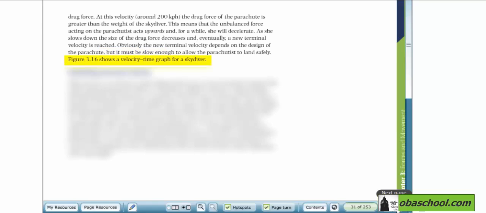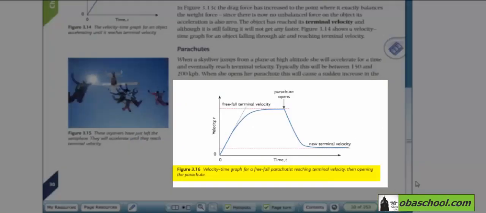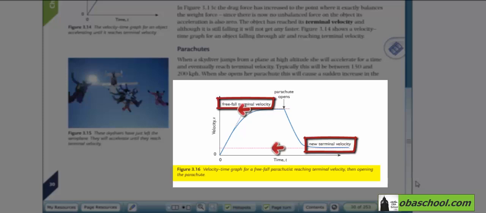Now let's see figure 3.16, which shows a velocity-time graph for a freefall parachutist. The graph shows that the velocity increases until it reaches the terminal velocity, and then suddenly it decreases again from the point where the velocity starts to decrease. This implies that the parachute was opened. After the decrease, it reaches a new terminal velocity. Now to get the freefall terminal velocity or the new terminal velocity, we just have to extend the line so they meet the y-axis, and the intersection will be the value we're looking for.